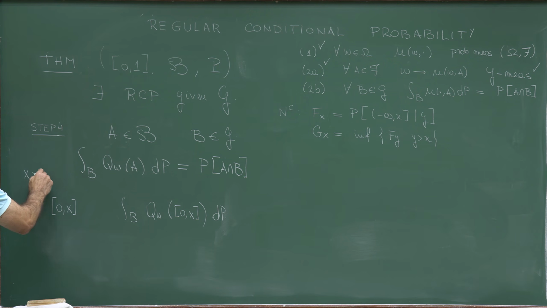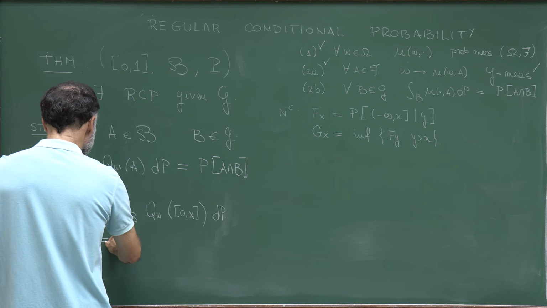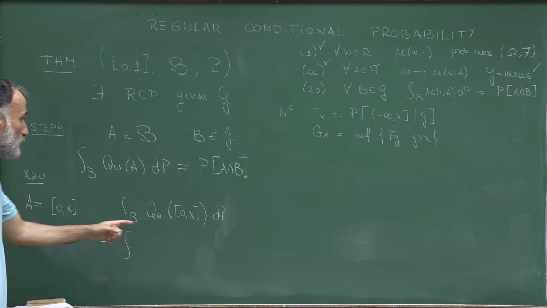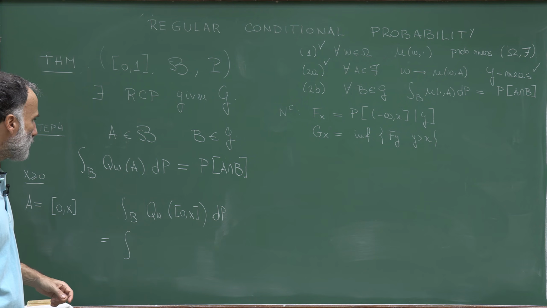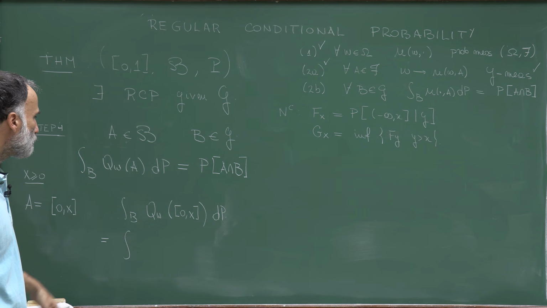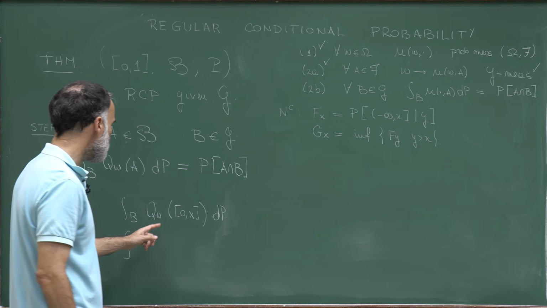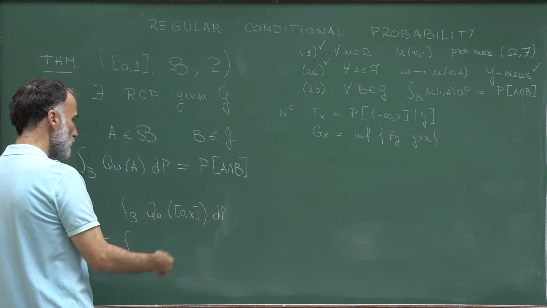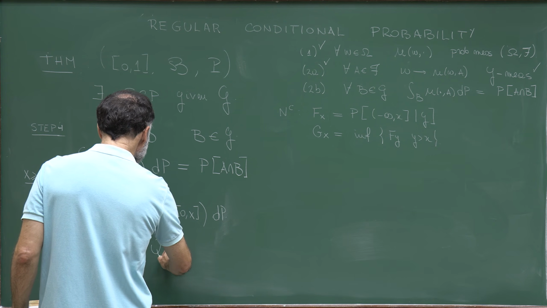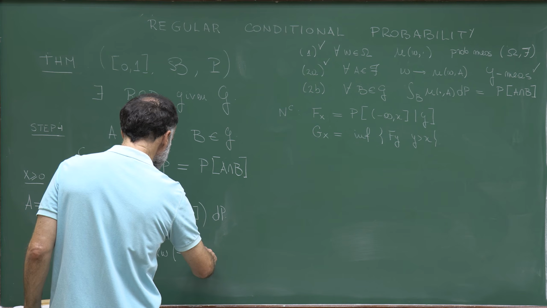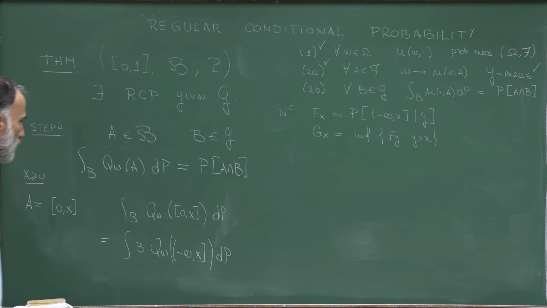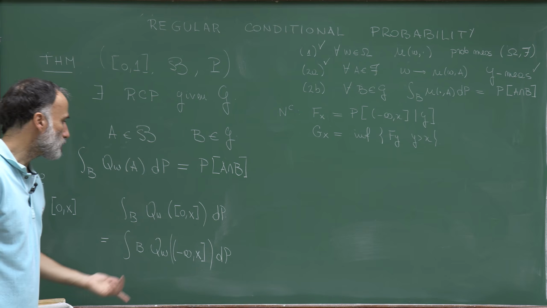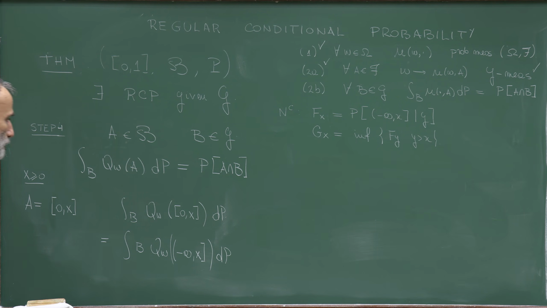X here is larger or equal to 0. Now, I don't care about omega in N, because N has measure 0, so I care only about omega when omega belongs to the complement of N. When omega belongs to the complement of N, Q_omega is concentrated in [0,1], so this is equal to the integral over B of Q_omega of (-infinity, x], well, because the measure of this set is equal to the measure of this set, because Q is concentrated on [0,1].